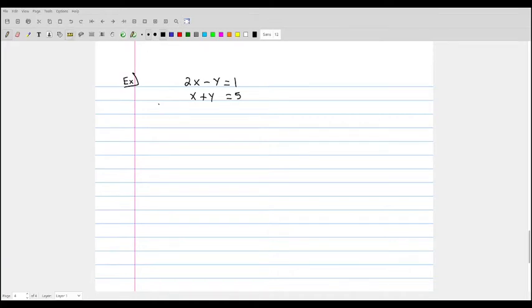So for this system, we have equation 1 and equation 2. Step 1 is to solve equation 1 for x in terms of y. We do this by adding y to both sides of the expression and then dividing by 2 to get that x is equal to 1/2 plus y over 2.